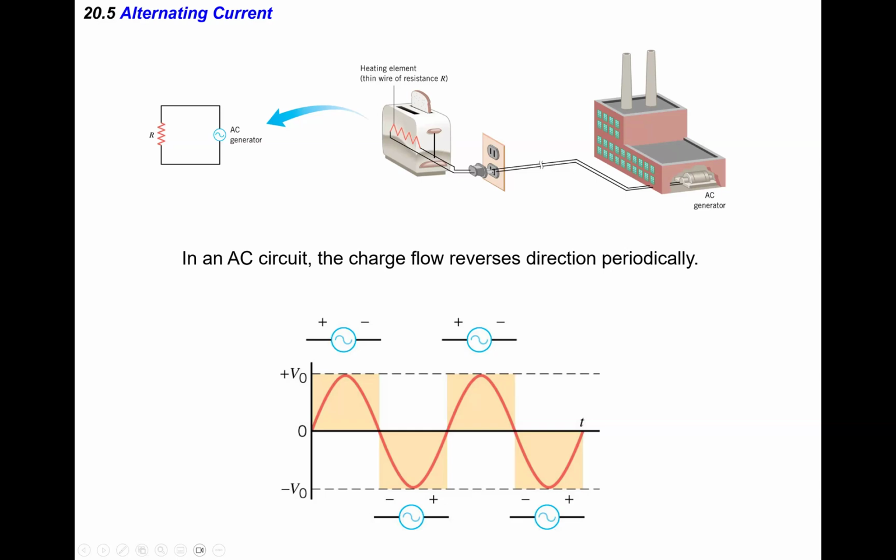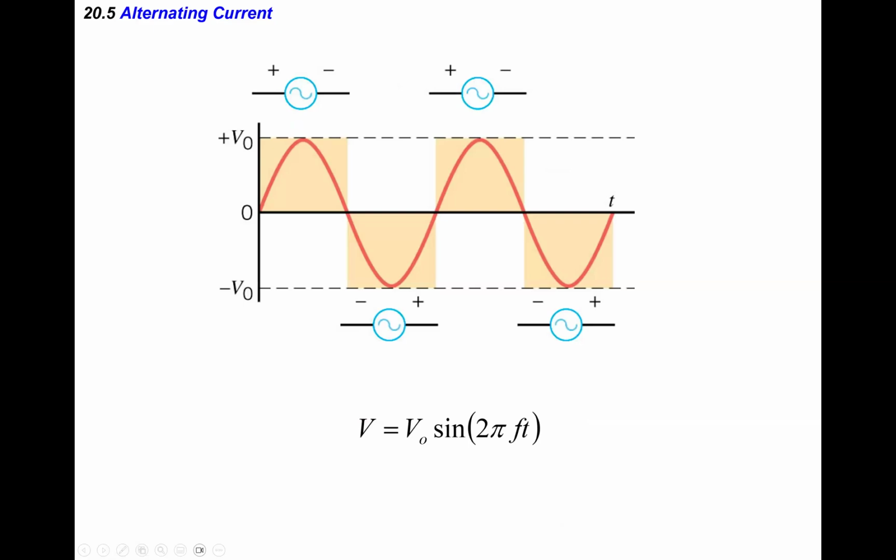That's why you can see our voltage changes with time, and this is a sine function. V will be equal to V0, our maximal voltage, times sine 2 pi f times t. F is the frequency. You know how to calculate the frequency: from here to here is a period, and the frequency is equal to 1 over the period. So you can get the frequency.